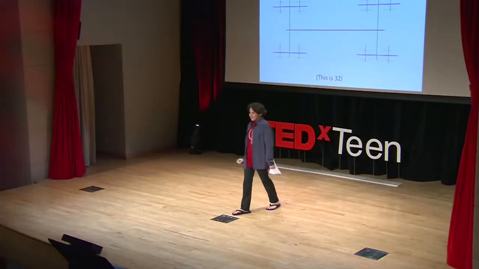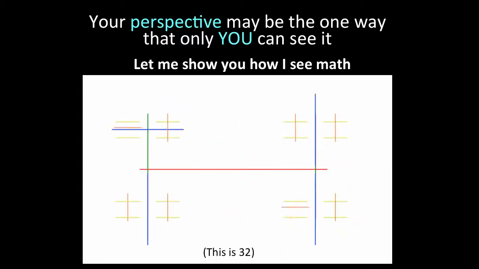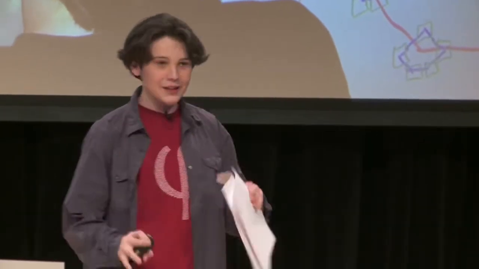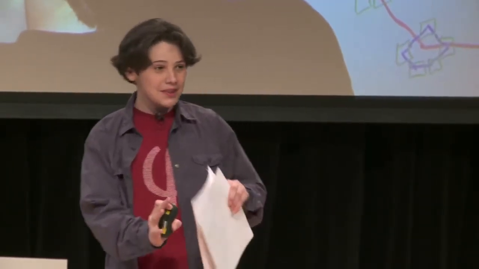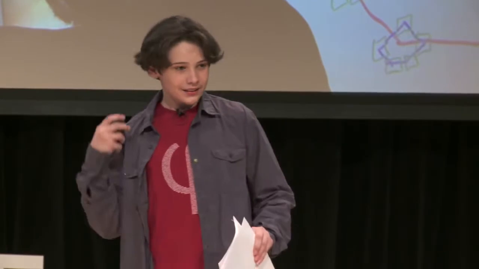So your perspective might be the only way you can see art or history or music or whatever. So let me show you one of the ways in which I can see math. For example, that's 32, and the rotations represent addition, subtraction, division, multiplication, etc. So today, my main reason I'm coming out here is to do some quantum mechanics, okay? Today we're going to take the Schrodinger equation, split it into a time-dependent and a time-independent component, and we're going to solve it for the boundary conditions of a lattice and a particle in a box. So let's get to work.